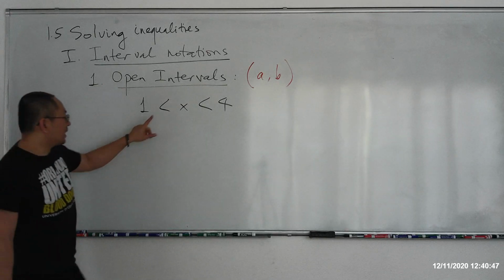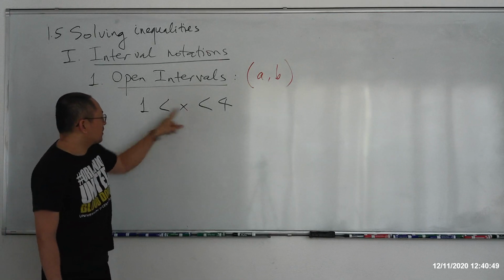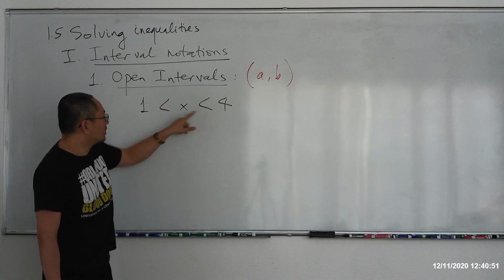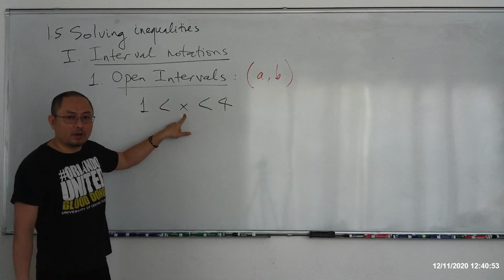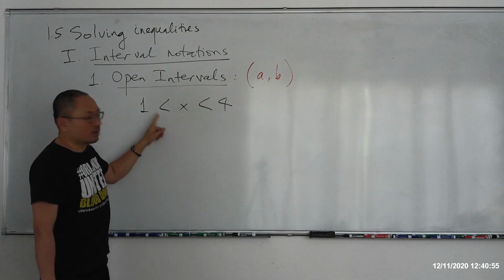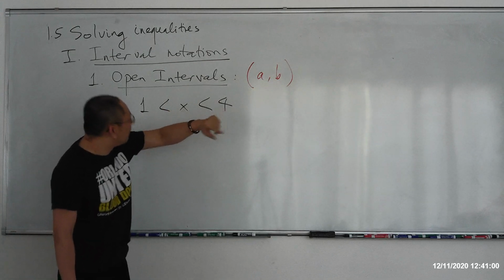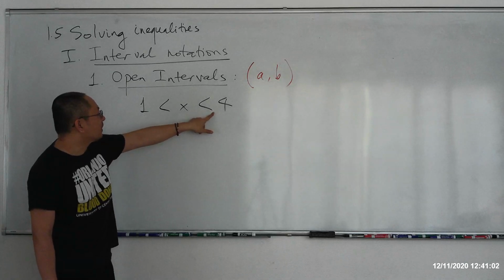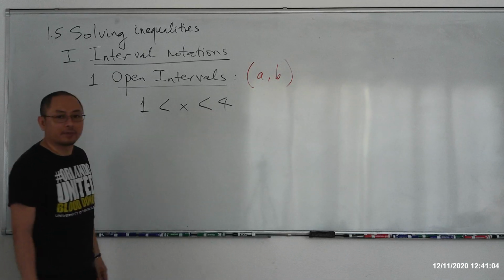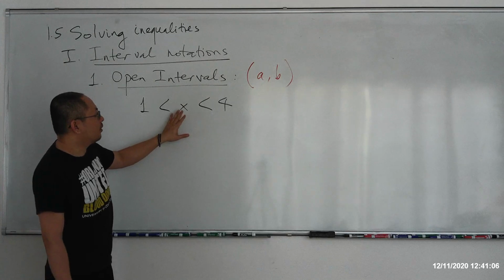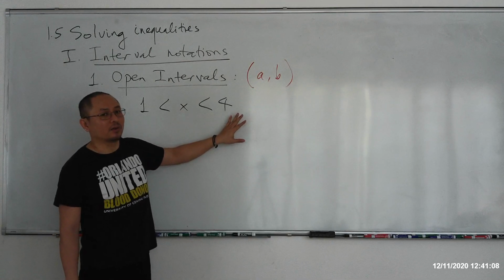That's the first thing. Second, this inequality is a strict inequality. No equal sign. So what? The value of x right here is going to be strictly bigger than 1. So 1 is not okay for x. But if x equals say 1.001, that'd be okay. And similarly, x is going to be strictly less than 4. x is going to be like 3.9, 3.9999. It's okay, but not 4.